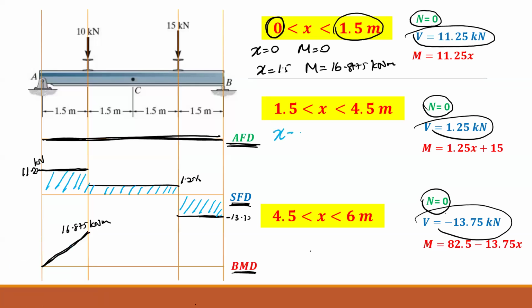So when x is equal to 1.5, your M, if you put the number here, you can calculate, just put 1.25 times 1.5 plus 15. If you put these numbers in the calculator, I think you get 16.875. So it is starting from here. Is that right? Do we get 16.875?